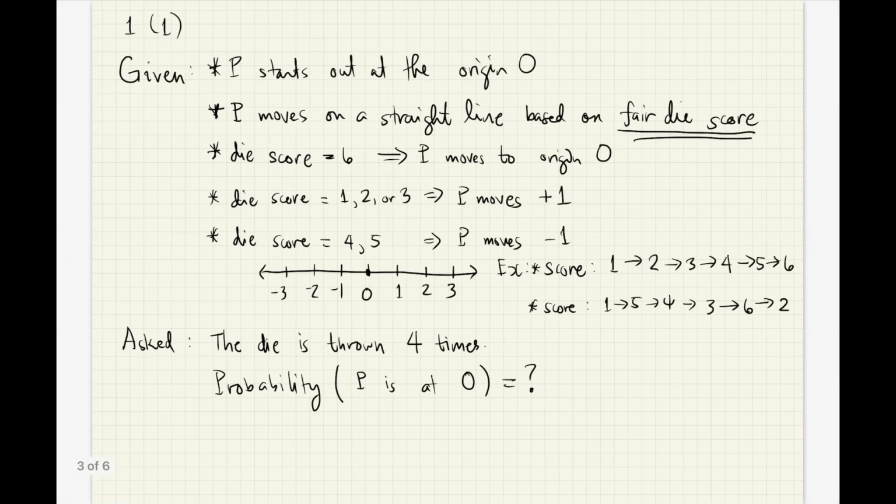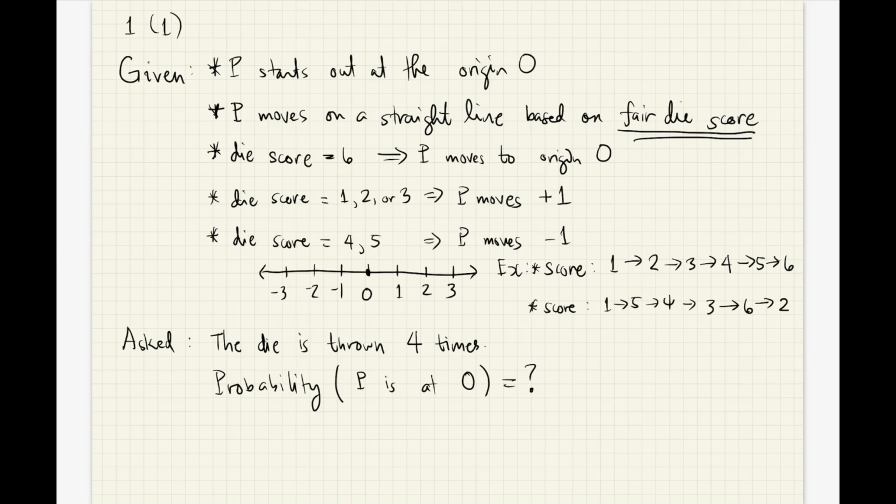Let us start by looking at the given. First, we are told that P starts out at the origin O. Now, P moves in a straight line, and the number of units that it moves depends on the result of a die throw. The die is considered fair, so that means the numbers on the die, 1, 2, 3, 4, 5, and 6, all have equal chances of coming out.